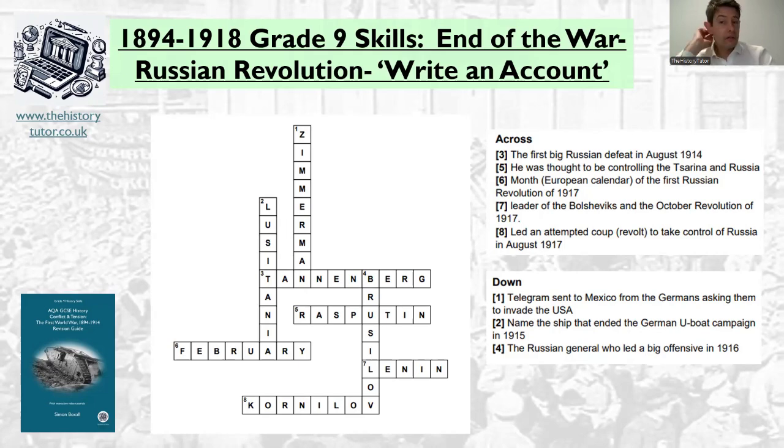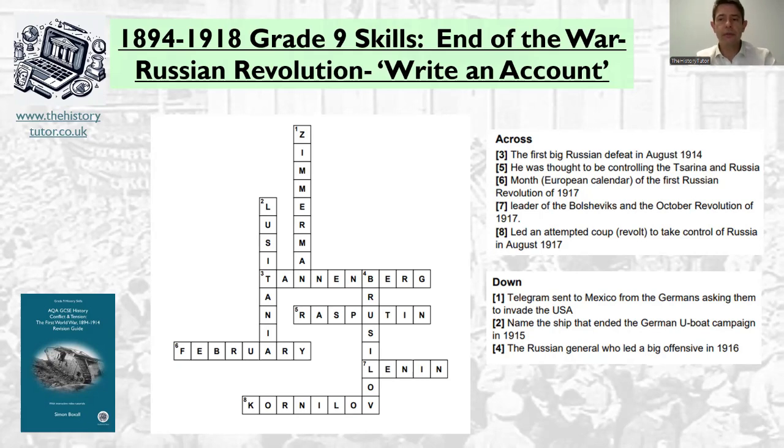So now on to some more Russian ones. Three across, name the first big Russian defeat of August 1914. We've got the Battle of Tannenberg, followed by the Battle of Masurian Lakes. Five, he was brought in, he was thought to be controlling the Tsarina and Russia. That's Rasputin, isn't it? So number six, the month in the European calendar of the first Russian Revolution. So February, because Europe and Russia had slightly different calendars, which is why I've written European calendar.